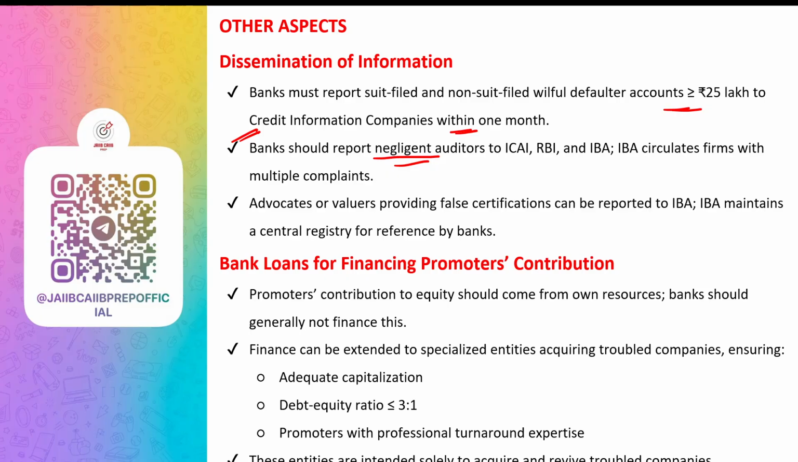These entities should be financially strong and well capitalized, and their debt to equity ratio should not exceed 3 to 1. A specialized entity is a body corporate which is set up only for reviving these failing companies. It is promoted by individuals, institutions or even government bodies. They are eligible to invest in the same sector as the troubled companies they are acquiring.